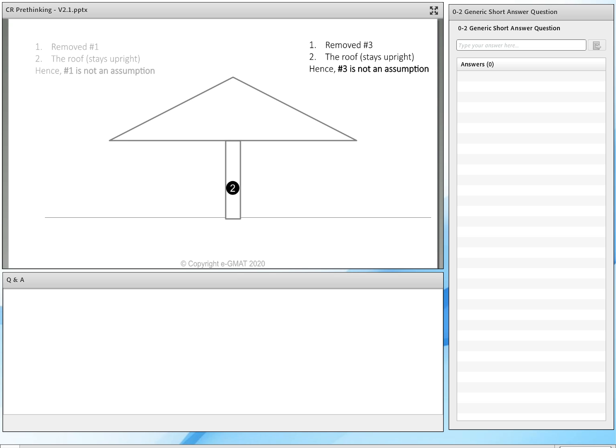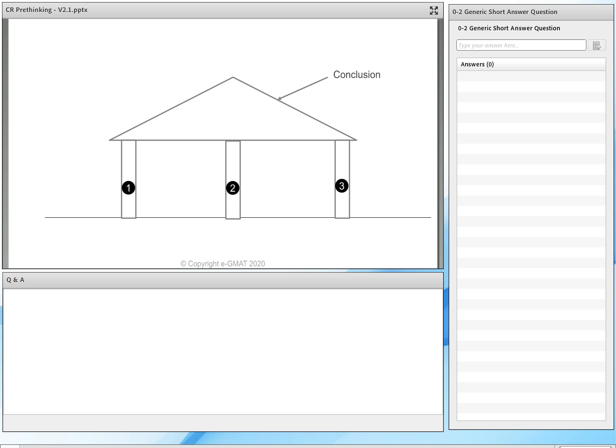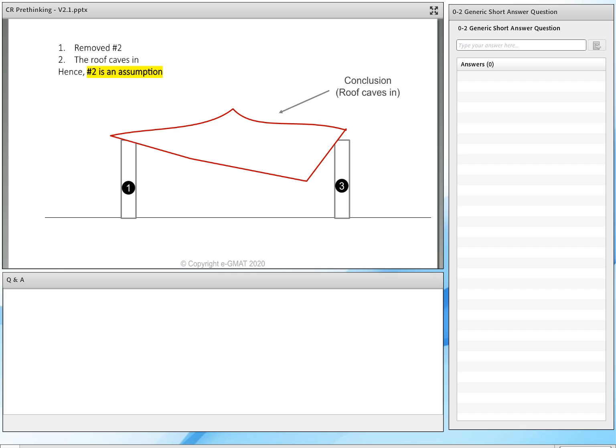Okay. Now let's bring all of them back, and let's assume if we remove statement number 2 and the roof does cave in, if that happens, the conclusion breaks down. That's what the definition of an assumption is. It's an unstated idea that must be true for the conclusion to hold true. Which means without that, the roof should cave in or the conclusion should break down. Does that visualization help a bit?